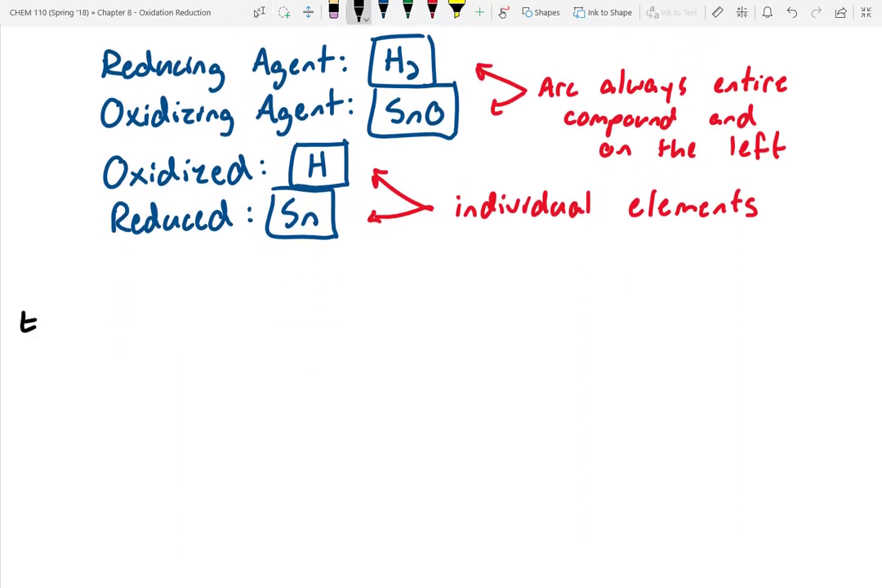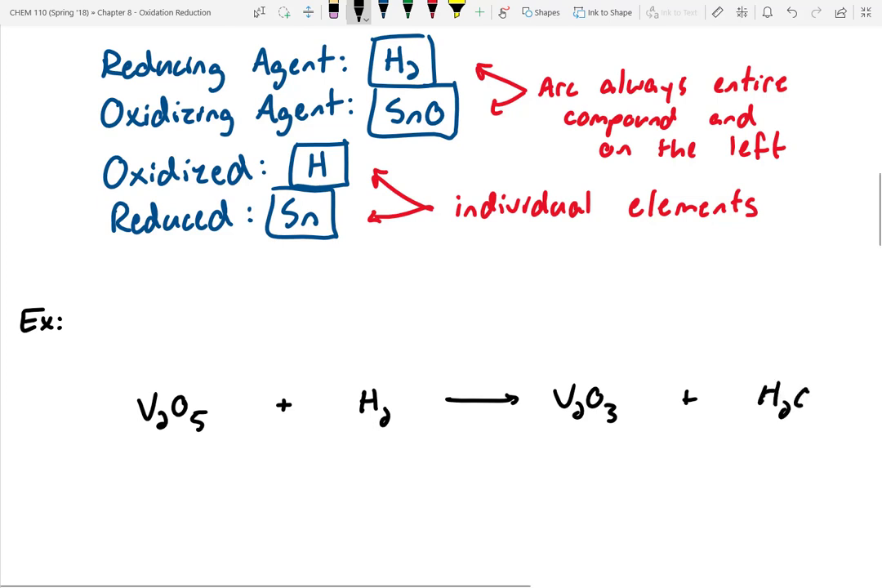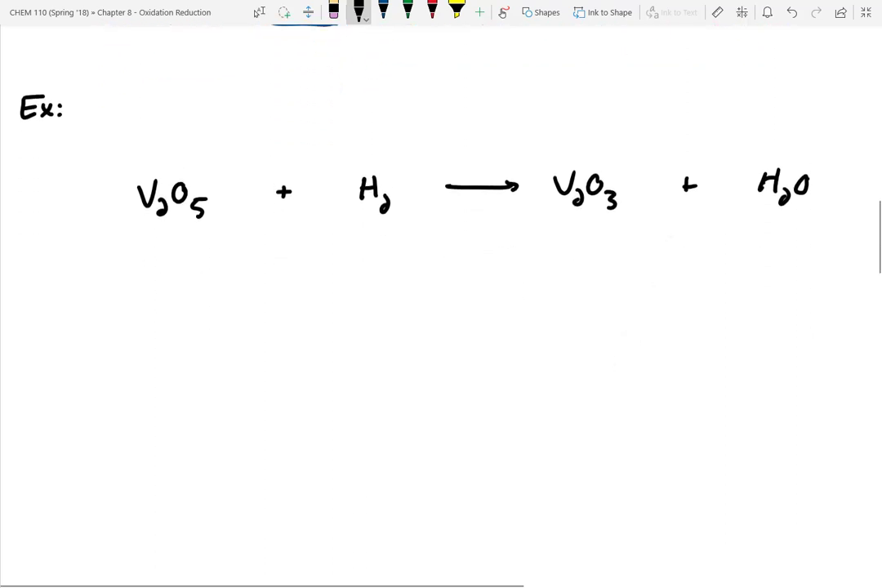And in this next practice one, we've got V2O5, looks like vanadium oxide, plus hydrogen, goes to V2O3, plus water. First thing I would do is balance it, and then what I would do is try to identify individual atoms that were oxidized or reduced, and then I would determine what's the oxidizing agent and which is the reducing agent. So I'll give you a little bit of time to look at this.